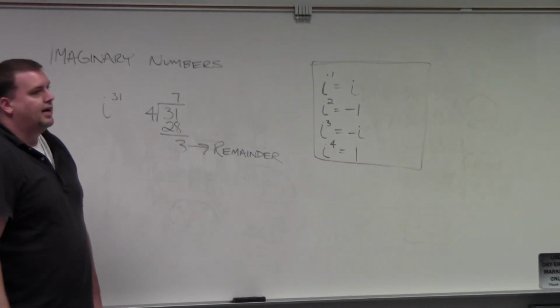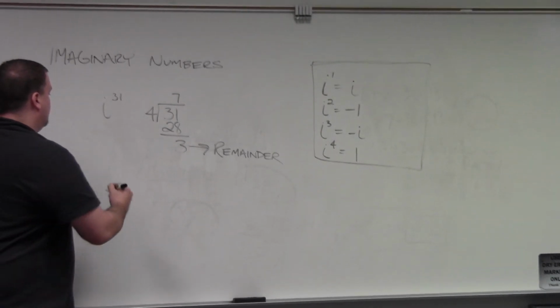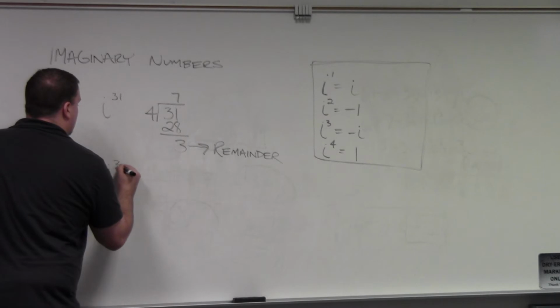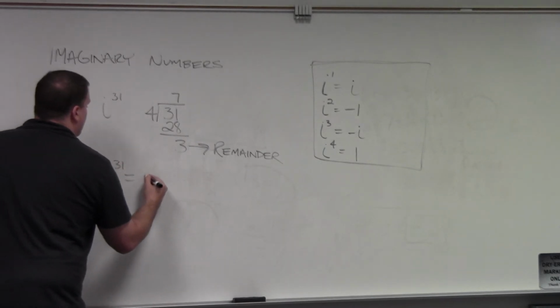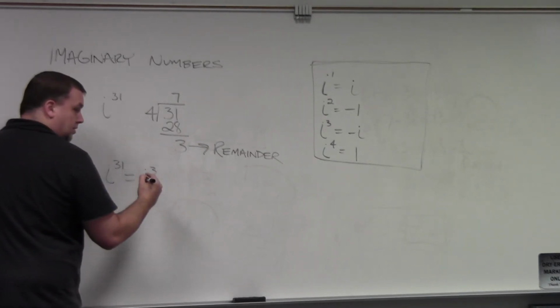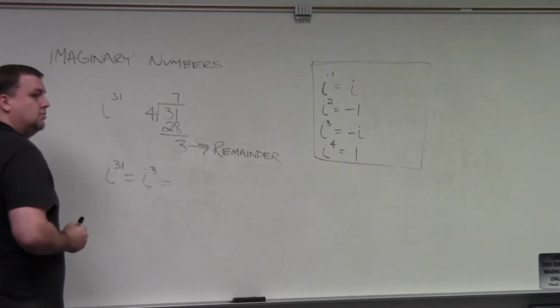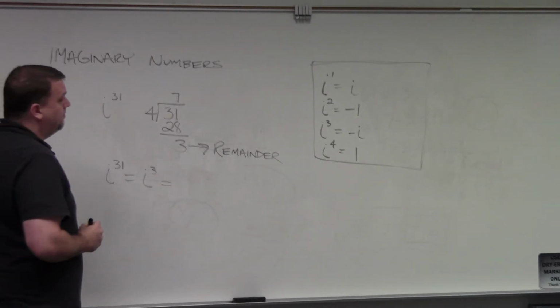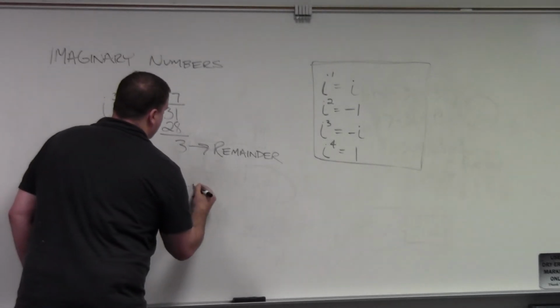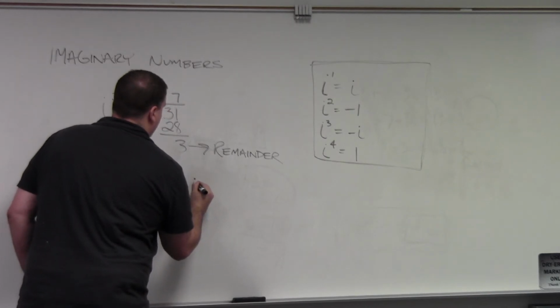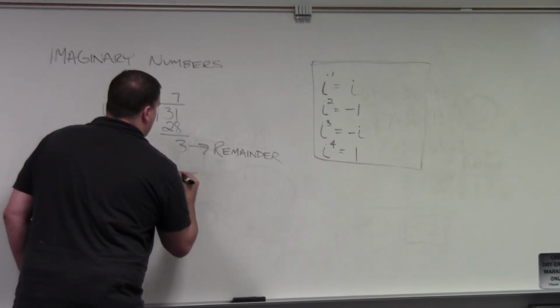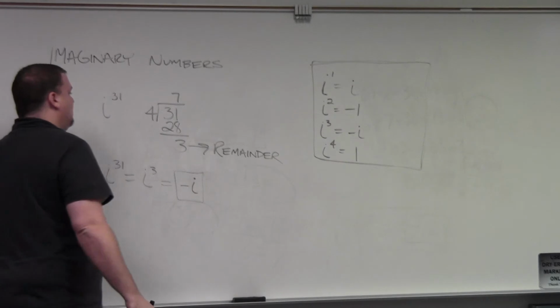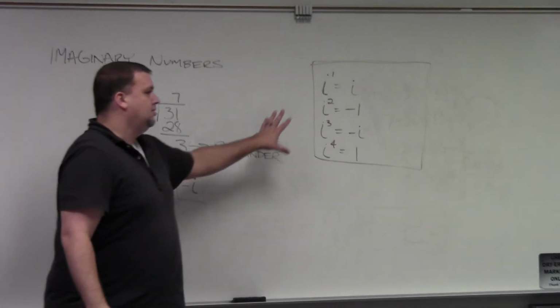That's going to tell us what power of i is. So i to the 31st means the same thing as i to the 3rd. And from our chart, i to the 3rd is what? Negative i. So we're basically simplifying these huge powers of i using this chart here.